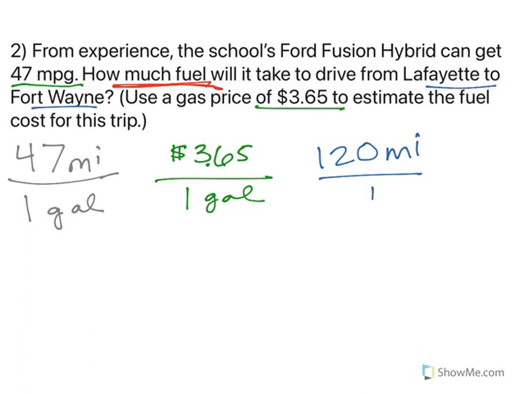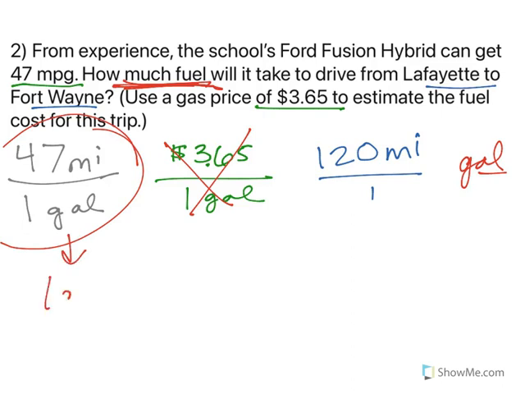The interesting piece is it doesn't ask us to talk about the price, so I don't really need that as I'm looking at this question. It says use a gas price, so we can find the cost, but the question is how much fuel, which really just tells me to answer this question in gallons. So if I want gallons to be on the top, then my 47 miles over 1 will give me 1 gallon over 47 miles.